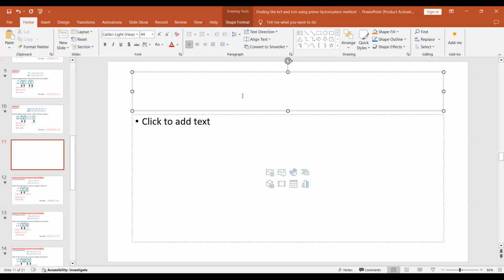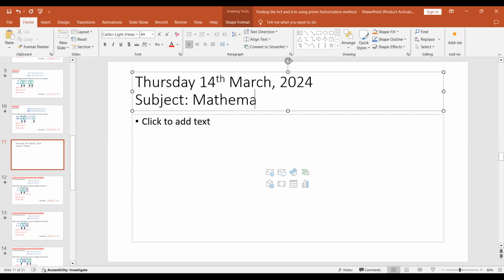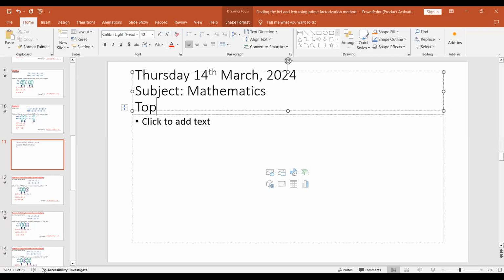Today is Thursday, the 14th of March, 2024. The subject is, of course, mathematics. We're going to be looking at finding the HCF and the LCM using prime factorization. Find the LCM using prime factorization. All right, that's what we're going to be looking at today.